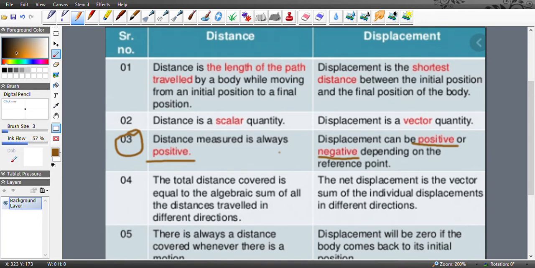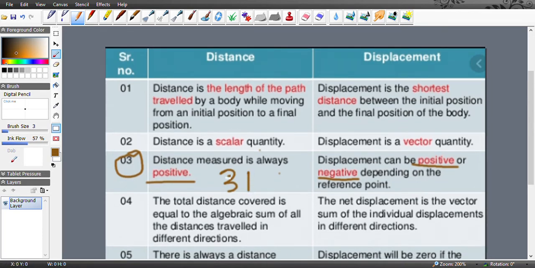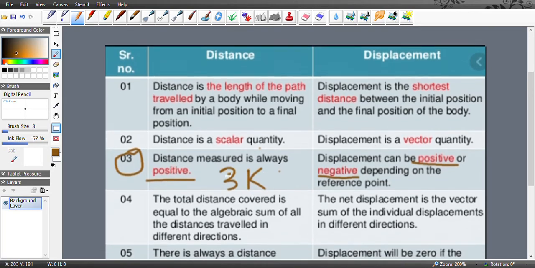Like someone will say that I have traveled 3 kilometer, so this 3 means 3 kilometer. This means a person has traveled +3, while displacement can be positive or negative. We can also say that there's a displacement of -3 meter or kilometer, whatever.